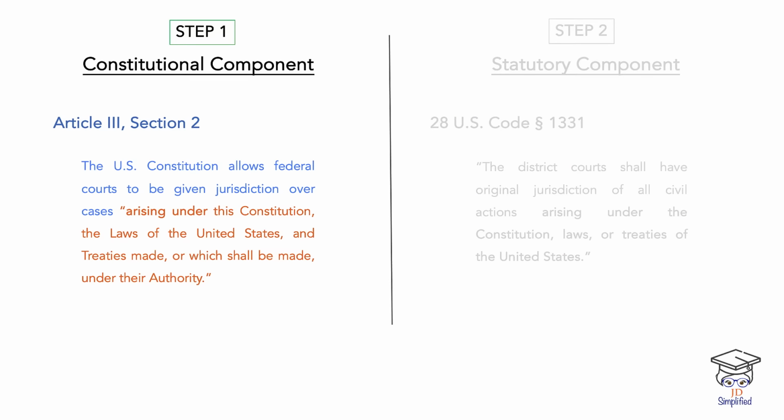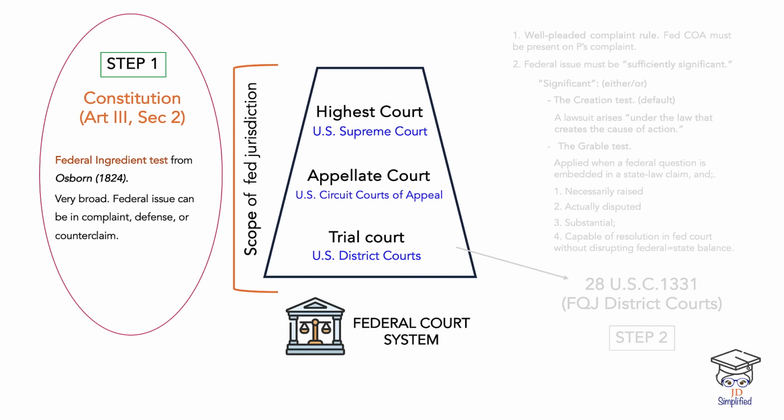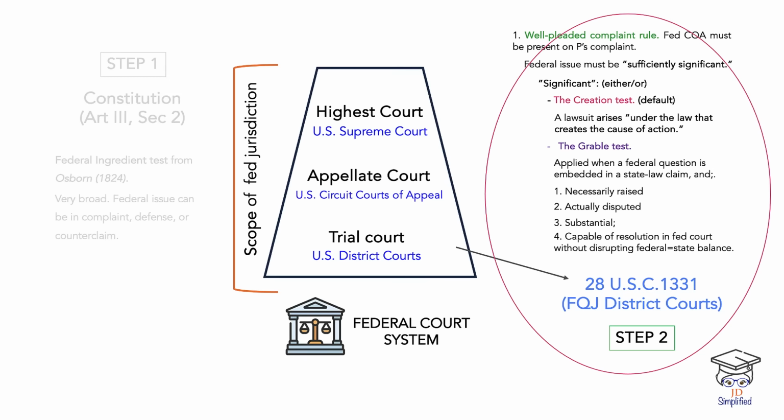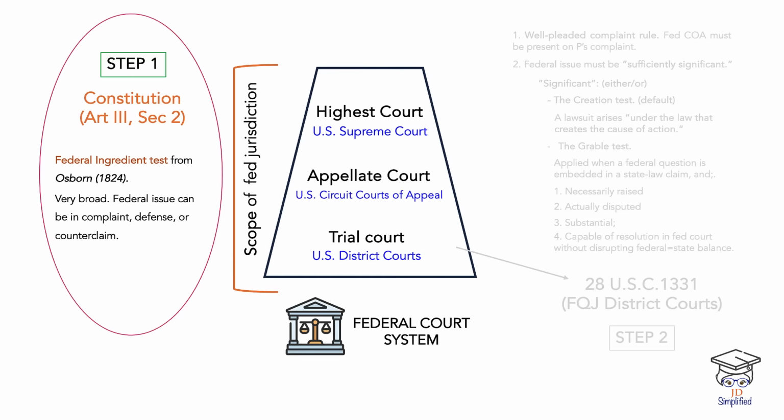Which leads me to step 1, truly the simplest of all. Does the Constitution grant federal jurisdiction? Yes, Article 3. What does arising under mean under the constitutional definition? And the key word here is federal ingredient. If you do not find a federal ingredient anywhere in the civil action, in the claim, the defense, the counterclaim, then there cannot be federal question jurisdiction under Article 3, Section 2. If you do find a federal ingredient somewhere in the civil action, then continue and move on to step 2. But we are still in step 1, constitutional component and federal ingredient. Let's look at our first case.